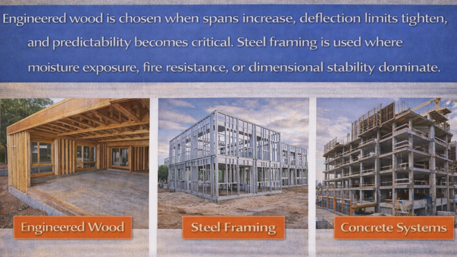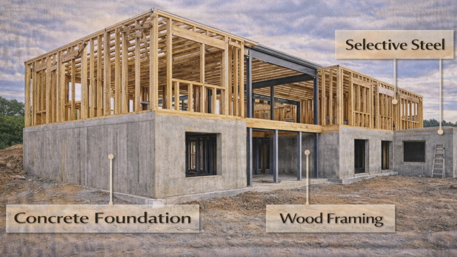Engineered wood is chosen when spans increase, deflection limits tighten, and predictability becomes critical. Steel framing is used where moisture exposure, fire resistance, or dimensional stability dominate. Concrete systems take over where loads are extreme, spans are long, and movement tolerance is minimal. Most real buildings use hybrid systems: concrete foundations, wood framing above, steel used selectively where needed. This is not compromise. It is optimization.